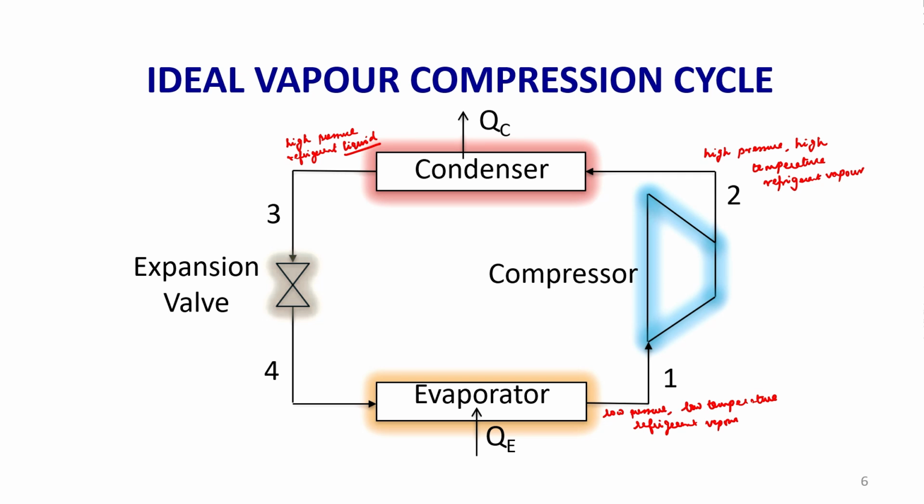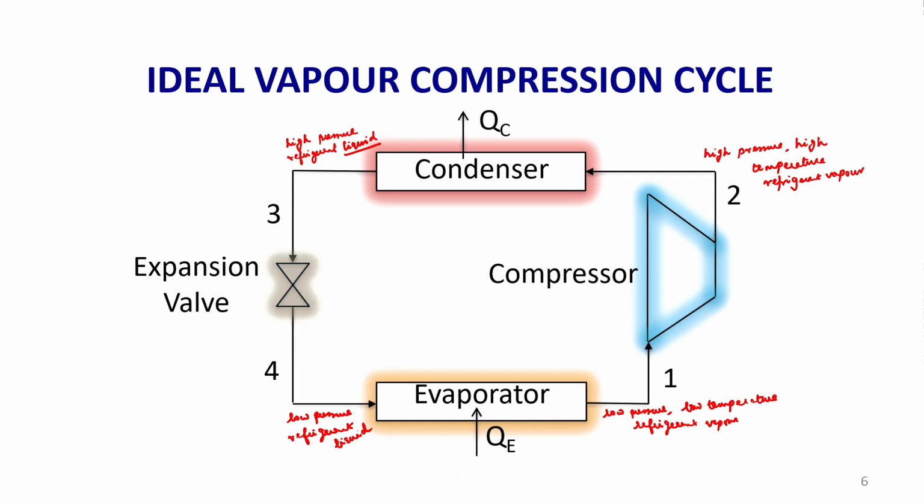Now, here it is low pressure liquid refrigerant. Of course, the temperature will also be low. During this process of throttling, sometimes there are chances that some of the liquid refrigerant, like a flashing process, gets converted into vapor, maybe 5% or less than 10%, and the remaining will be liquid only.